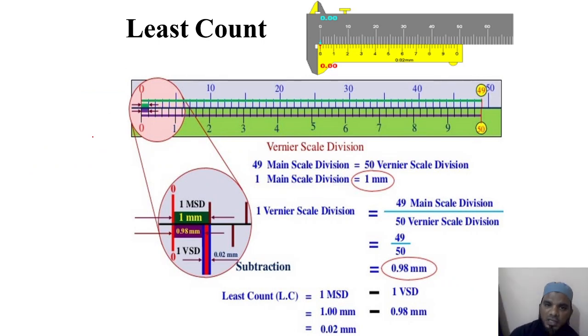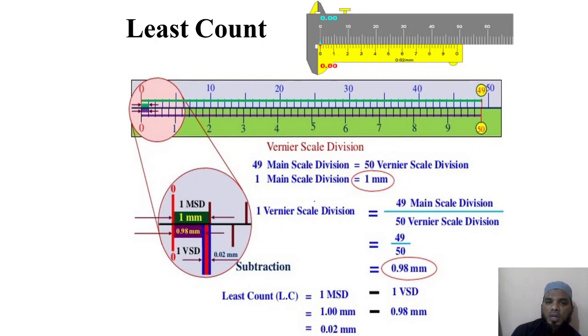Okay, if you have a steel rule here, see this, how many divisions are there on this? 49 main scale divisions is equal to 50 Vernier scale divisions. Now, one main scale division is equal to 1 mm. So the least count in this is 1 mm.